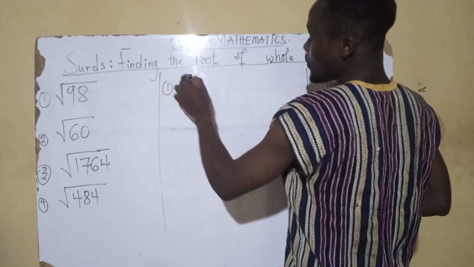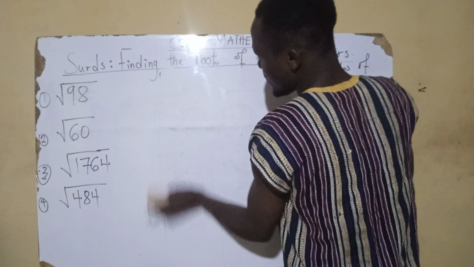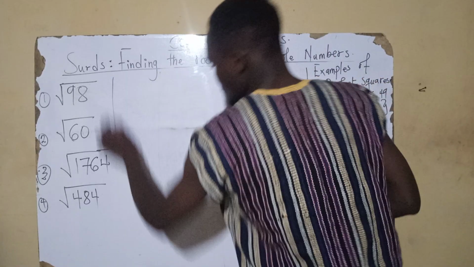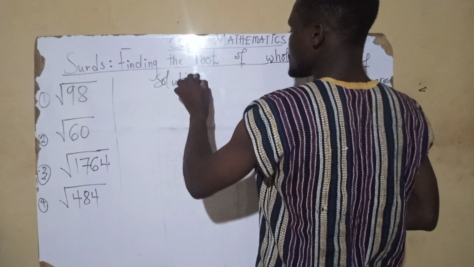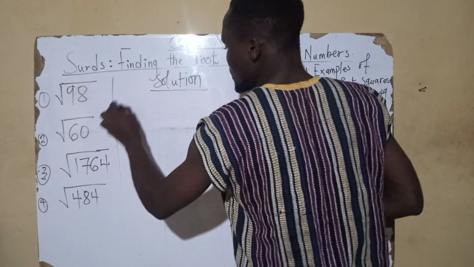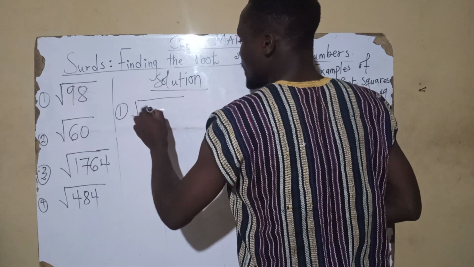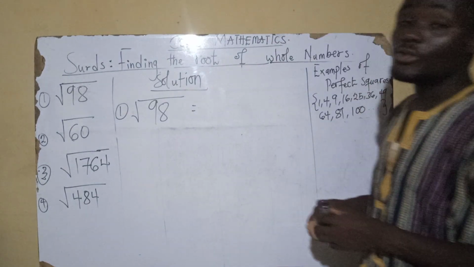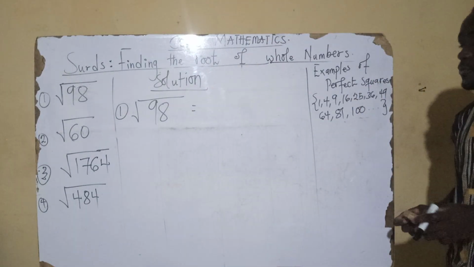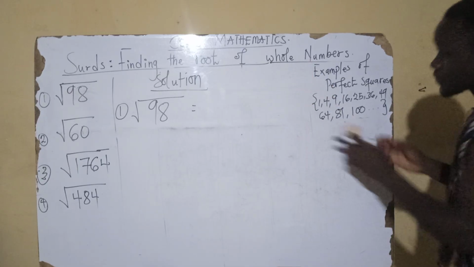So let's pick question number 1, as I have my solution over here. Question number 1: I've been asked to find the root of the number 98. So let's see how to solve it using the idea of perfect squares. Very good. So let's continue.